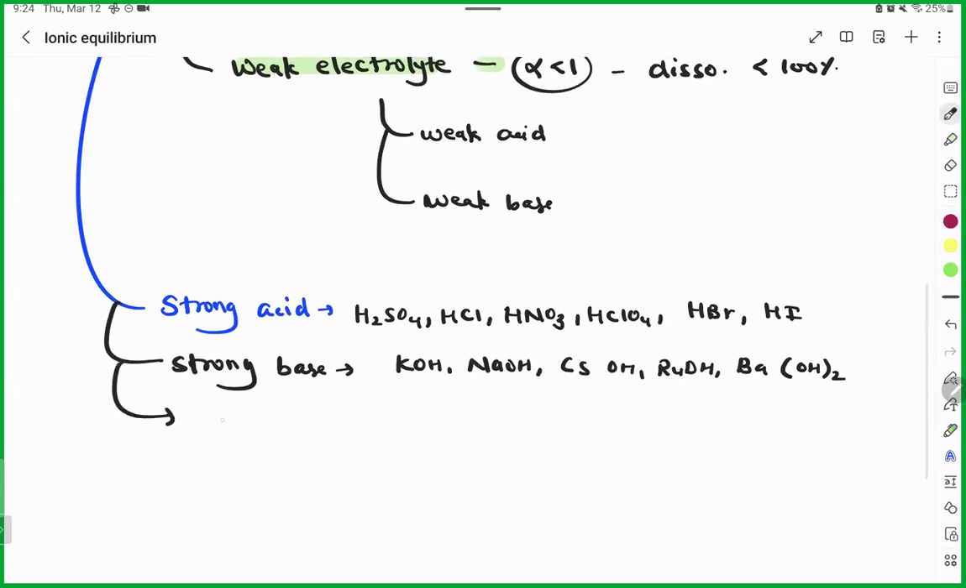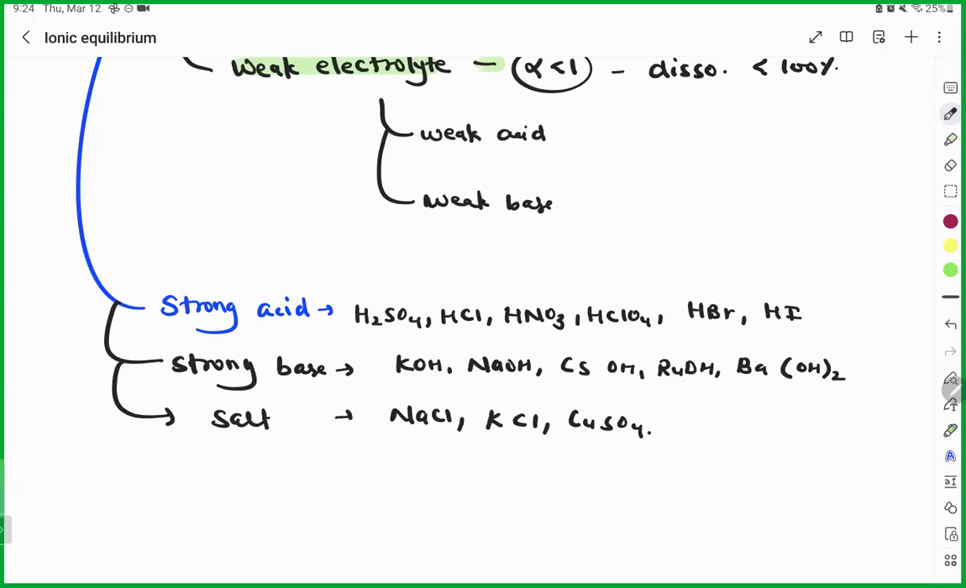And last, you can have salt also, like NaCl, KCl, copper sulfate, and many more. So nobody is going to ask you all these questions, but it will help you in many things. For example, in organic, when we are talking about strong acid, strong base, at least you will get some idea.